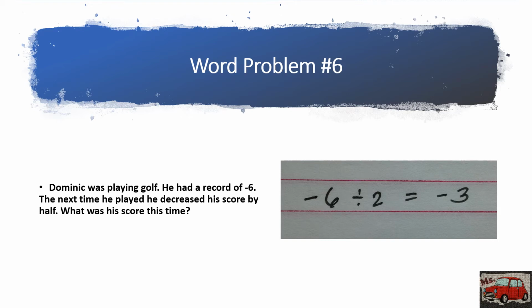Okay, so ang sabi dyan, ano na daw yung score ni Dominic after niya maglaro, and sabi na decrease daw ng by half. So, ibig sabihin, nabawasan ng kalahati. So, yung negative 6, ni-divide natin ng 2, and the score now ni Dominic is negative 3. So, yan yung kalahati ng negative 6.